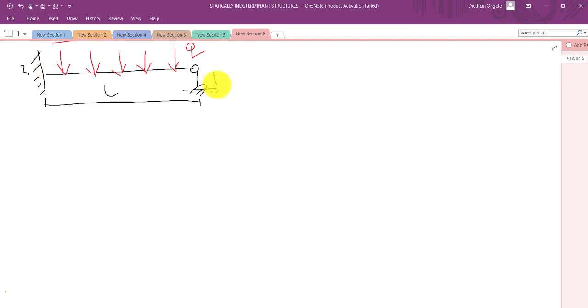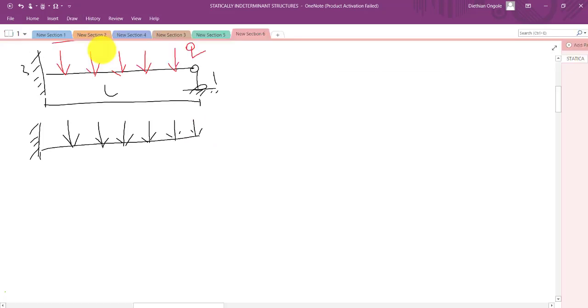So assuming that I relax this side and then I come up with my basic structure as this one, I have 3 reactions, isn't it? Then I have the original loading on the structure, and the only difference is now on the hinge. So for the sake of that part where I have the hinge, I can add there the unit force, that is x1 is equal to 1. So this is what I would be calling my basic structure, BS.